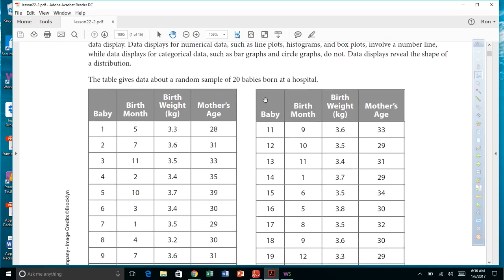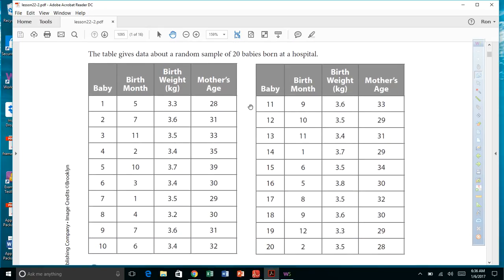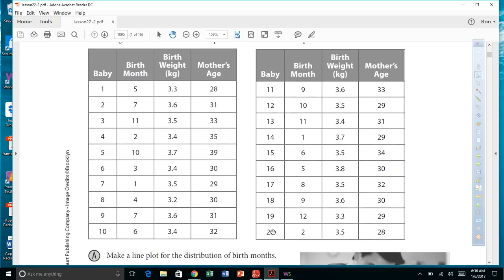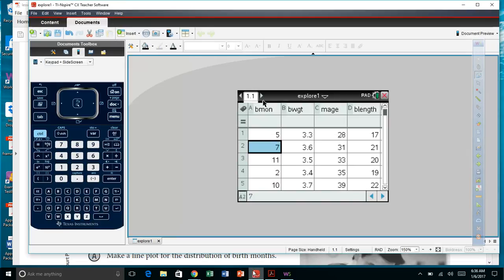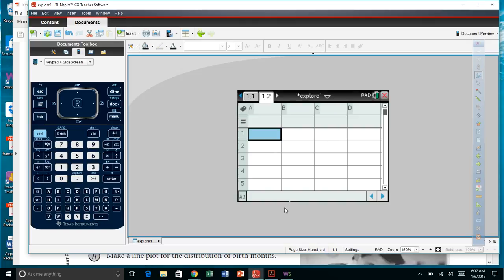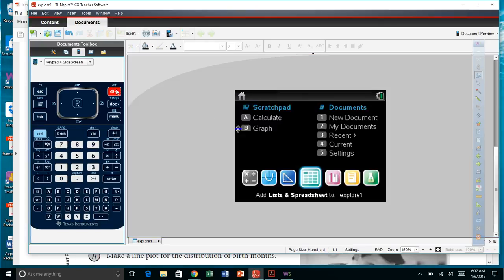The table gives data about a random sample of 20 babies born at a hospital. Now, if you go to your calculator, you can see I've already put it all in. To put it in, you press the on button and then go to spreadsheets, and then up here you put a label and then you fill it all in. I went ahead and did that already.